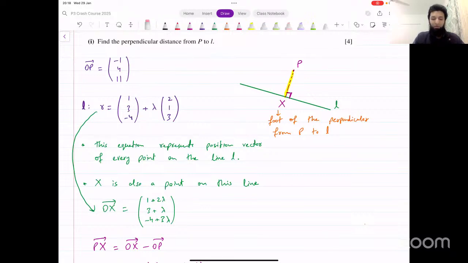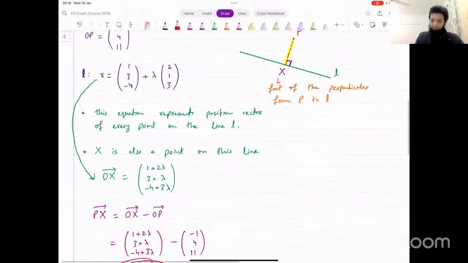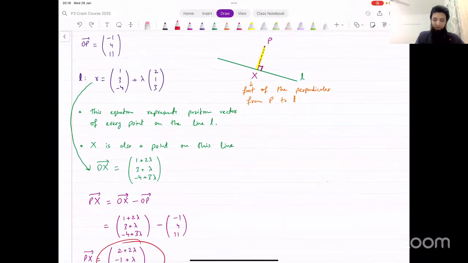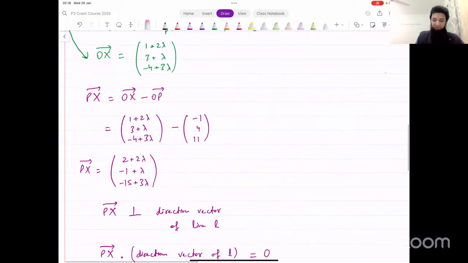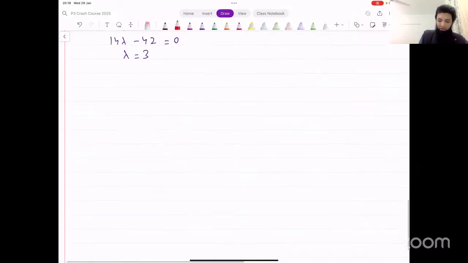Now, what are we looking for? Perpendicular distance from P to L. That's what we were looking for. We already have the vector PX in terms of lambda, right? This was the vector PX in terms of lambda. If we just put the value of lambda in this and find its magnitude, that will give us that perpendicular distance. Let's do that now.